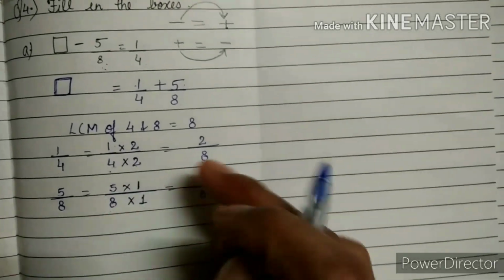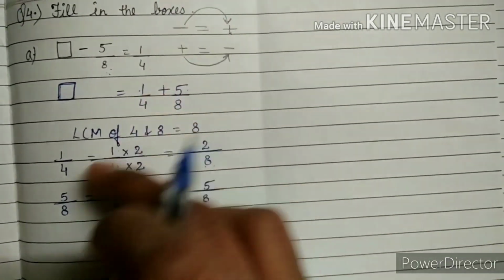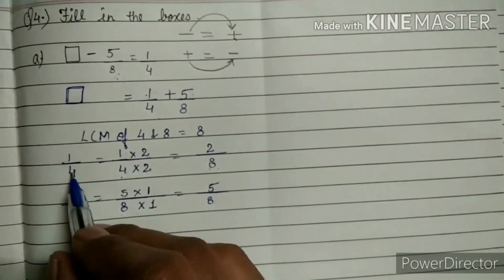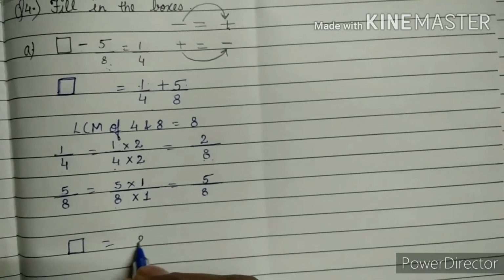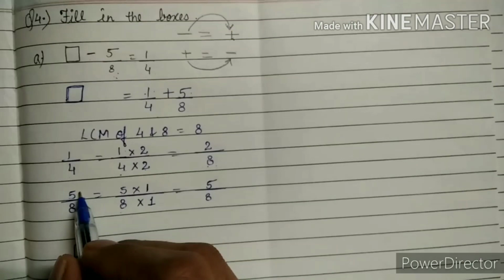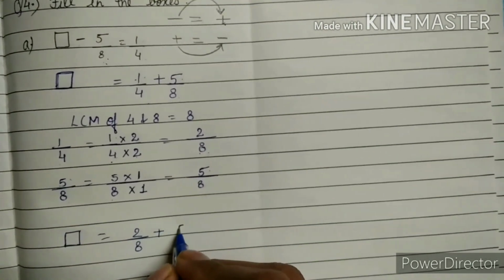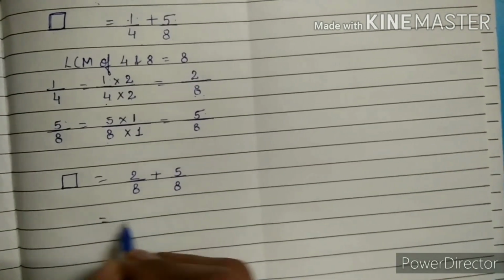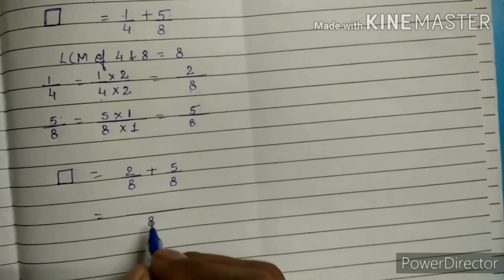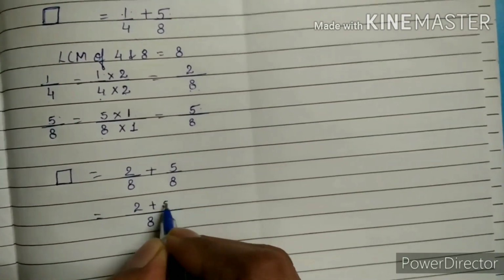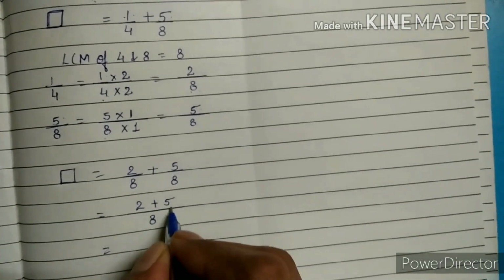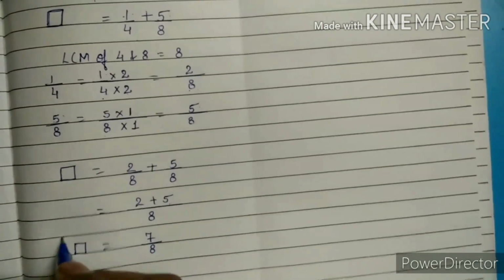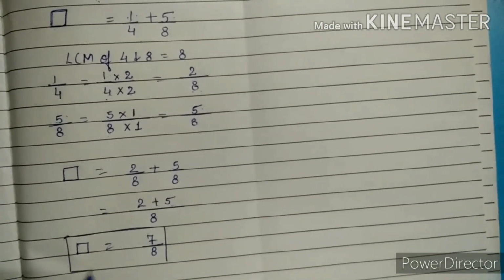It means we will put both these fractions in their places. We have the box equal to 1 by 4. In place of 1 by 4, what do we have to put? 2 by 8 plus. In place of 5 by 8, the same number comes, 5 by 8. You can see their denominators are the same, so they will combine the denominator into a single one, and the numerators stay as they are. So 2 plus 5 is 7 by 8. So in the box what will come? 7 by 8.